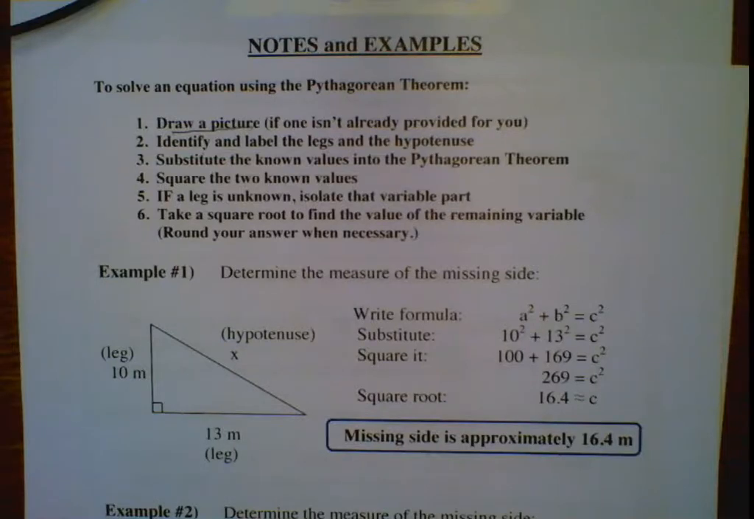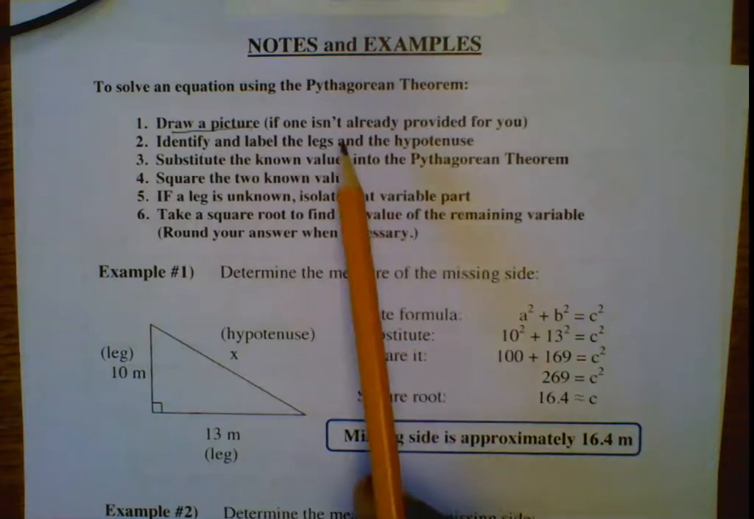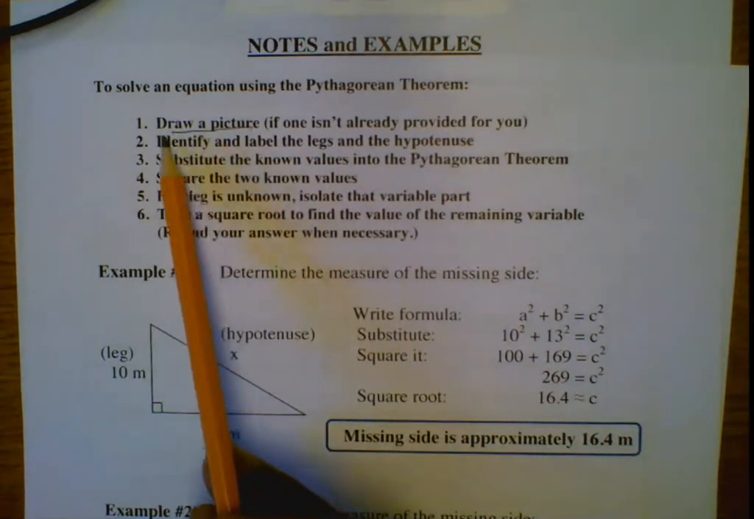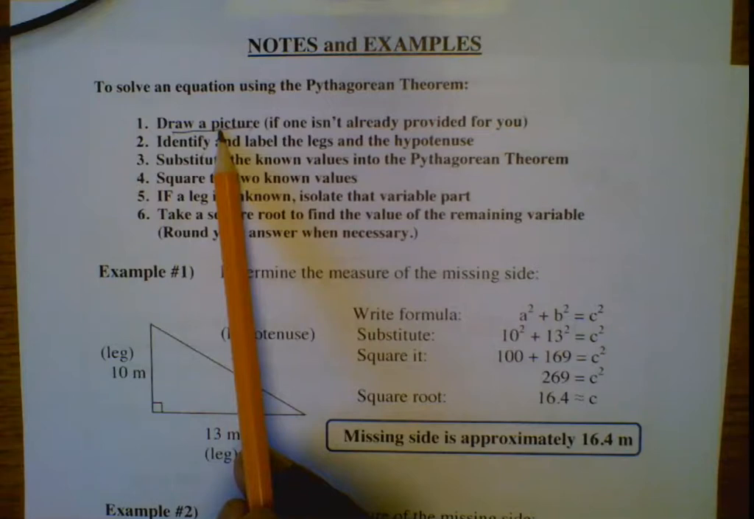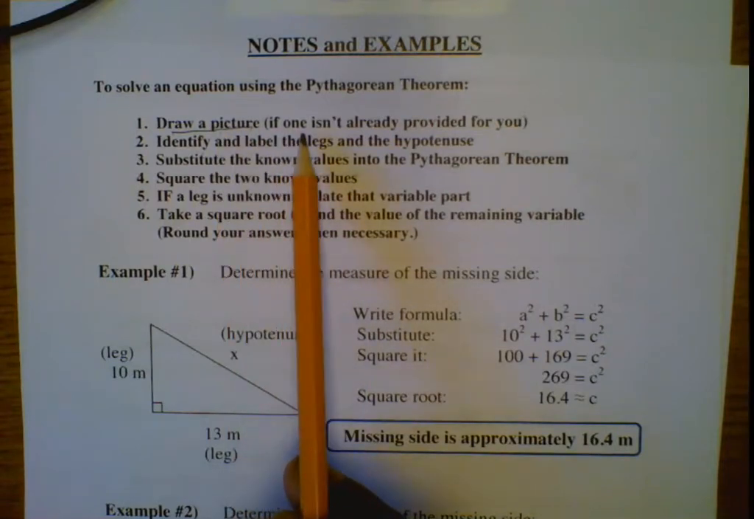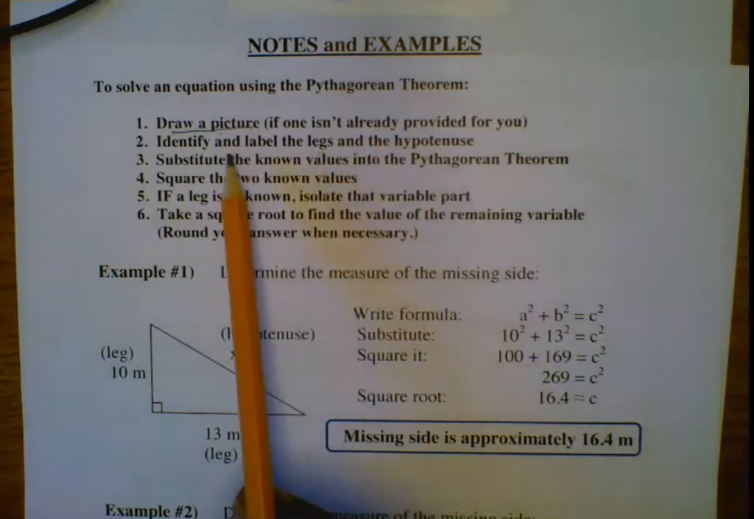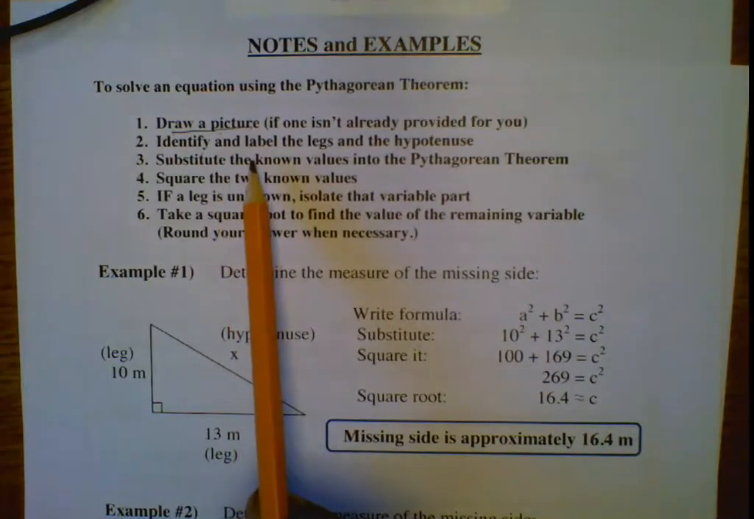Hello, this lesson is about the Pythagorean Theorem. So, first thing is this. Draw a picture of the problem or the situation if the picture isn't already provided. Identify and label the legs and the hypotenuse.